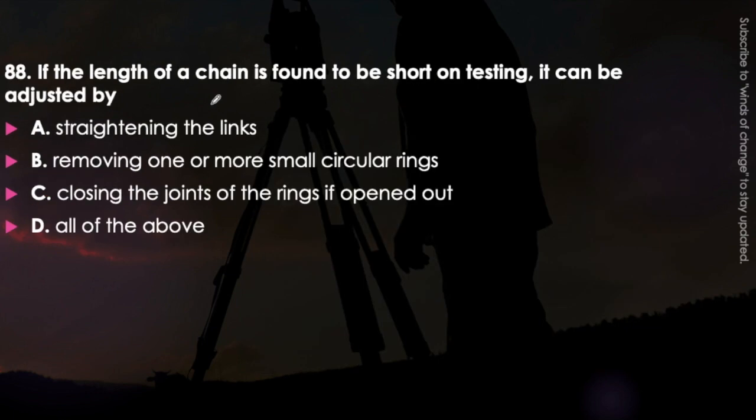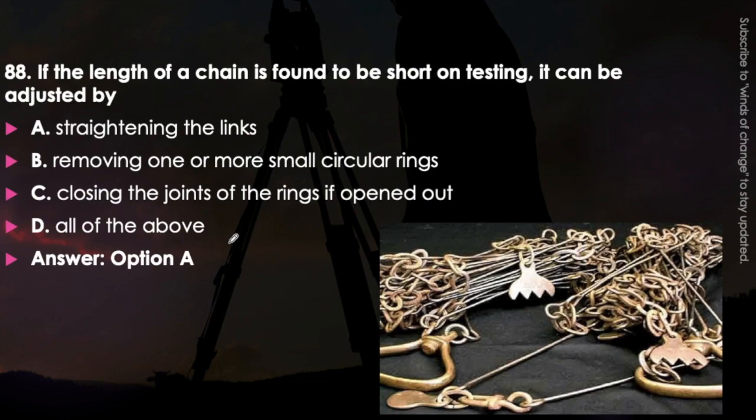Next question. If the length of the chain is found to be short on testing, it can be adjusted by straightening the link, removing one or more smaller circular rings, closing the joints of the rings if opened out, or all of the above. Just think about it. Since the length of the chain is found to be short on testing, how can we adjust it? The answer will be option A, that is we will straighten the links. In the links there usually occurs a condition in which it gets shortened. So for that we will straighten the link.